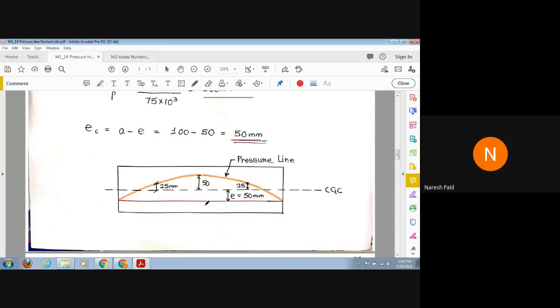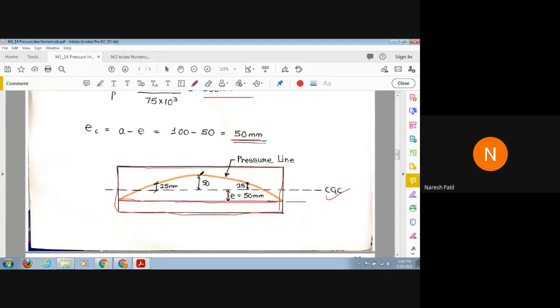Okay, so please concentrate here on how to plot. It is very important. First you draw the beam, the longitudinal section of the beam. After that, first you have to locate CGC, the center of gravity of concrete. It will be in the center for a rectangular section. Then you have to draw the tendon, the line of tendon, which is at a distance of 50 mm from CGC.